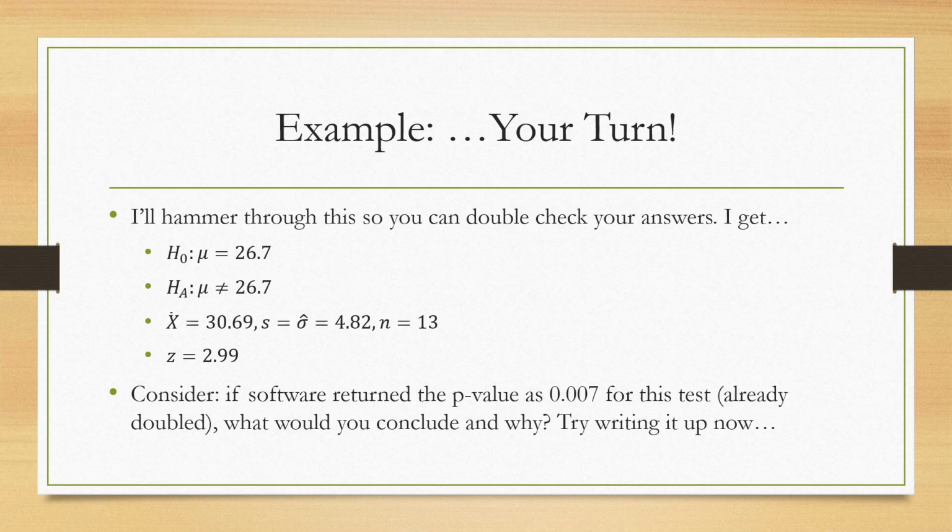So consider if software returned the p-value as 0.007 for this test, and it was already doubled, what would you conclude and why? So try interpreting this p-value and writing up that interpretation. Go on and pause the video now and try interpreting the p-value component here.